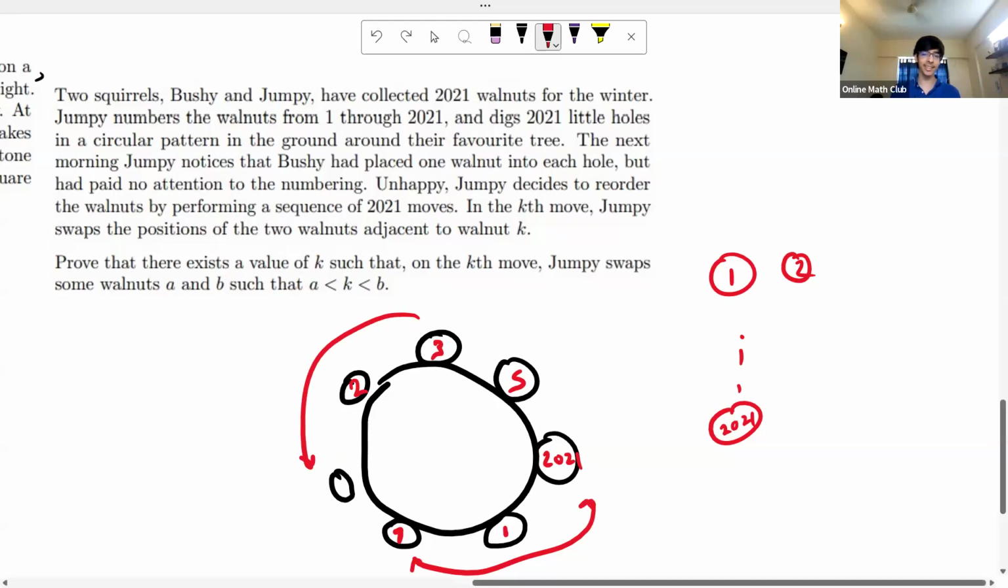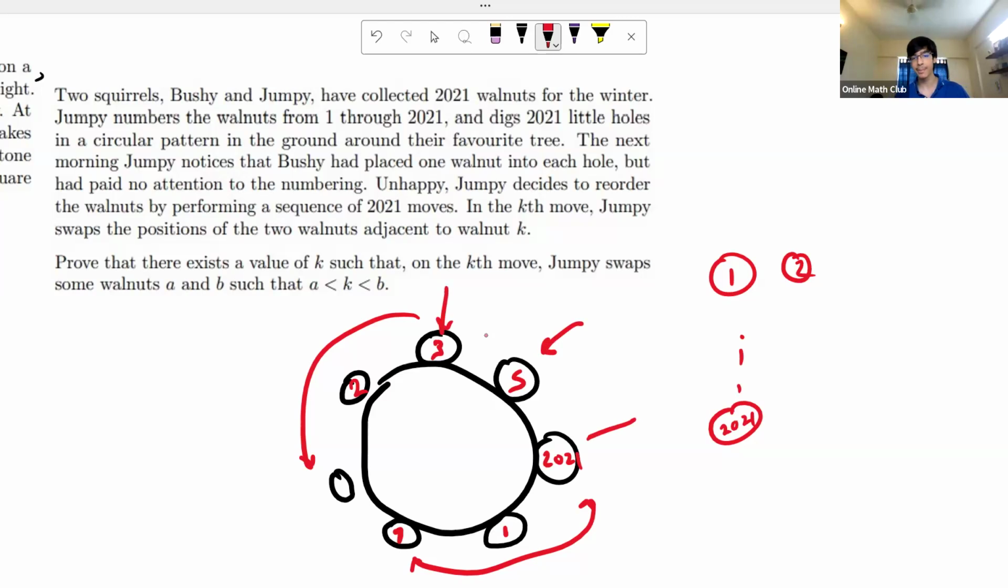But the point is, there is no labeling of the holes, by the way. You're just looking at the walnuts and where each walnut is. So you look at walnut number 7, flip the neighbors of 7, and keep doing this until you reach 2021, and then you flip the neighbors of 2021. And you have to prove this very interesting statement that at some point when you are flipping, let's say you're flipping 5, then of the two things you're flipping, one will be bigger and one will be smaller. So you will have 3 is less than 5 is less than 2021. Very weird statement.